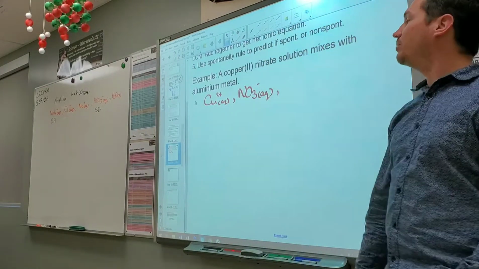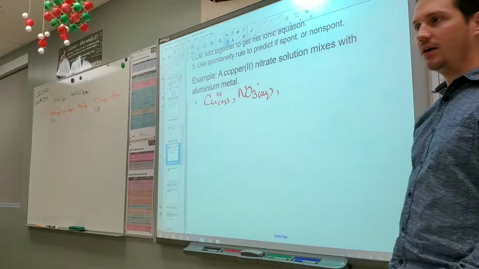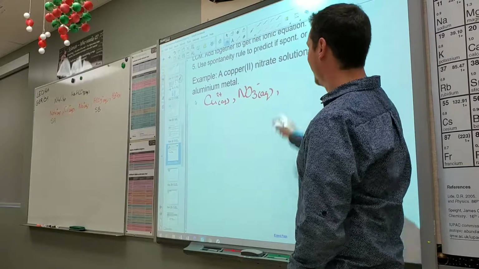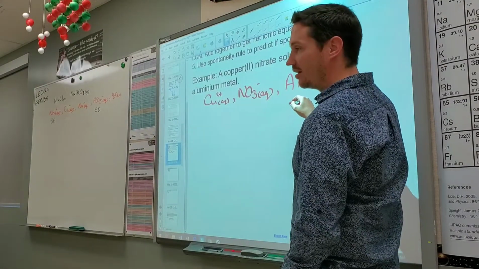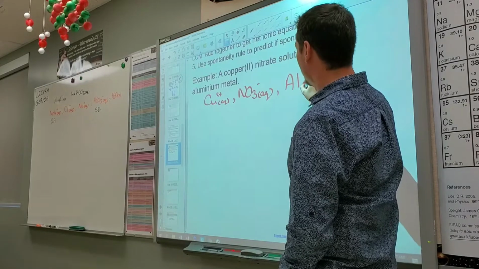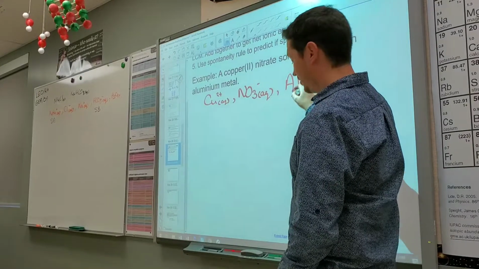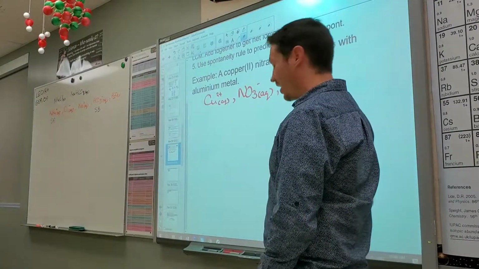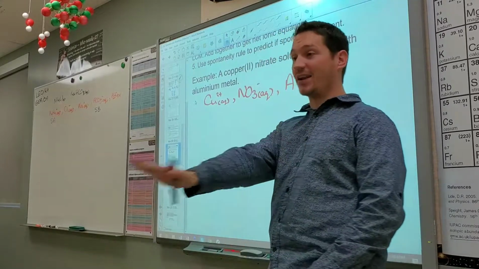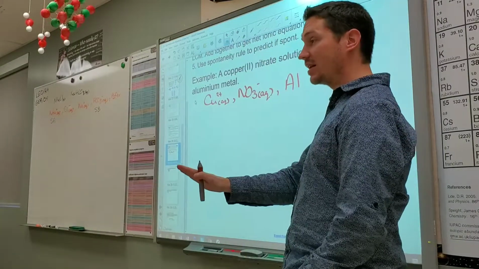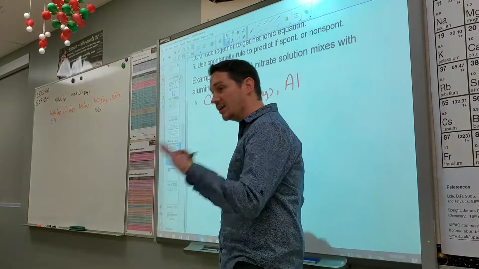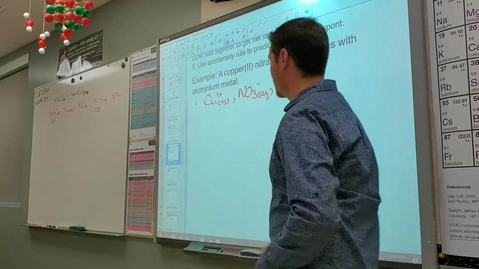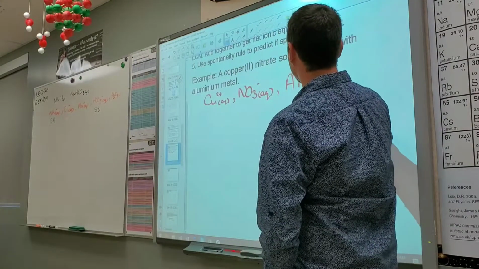Okay, it mixes with aluminium metal. What does aluminium metal look like? Shiny. Perfect. But how do we indicate it? Al3+? Elemental metals do not have an ionic charge, right? It's just atoms. If I just said you have aluminium, you have elemental, so just atoms. They haven't reacted to turn into ions yet. So we have Al solid.